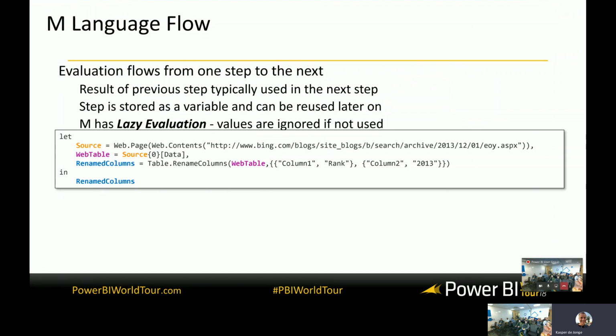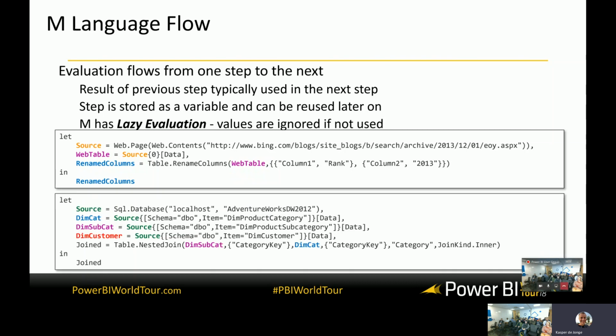Let's say, for example, here I have a very simple M expression. Again, I probably wouldn't have typed this; I probably would have used the UI to generate it. But this one allows us to connect to a website. It gets a table from the website and then renames the columns from that table into a rank and 2013, and then results in a table. And again, this is important: every query step that you make, in the end, results in a table.